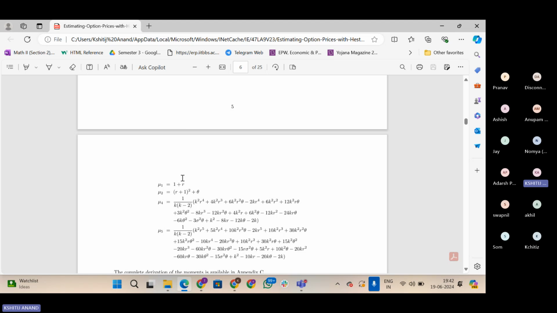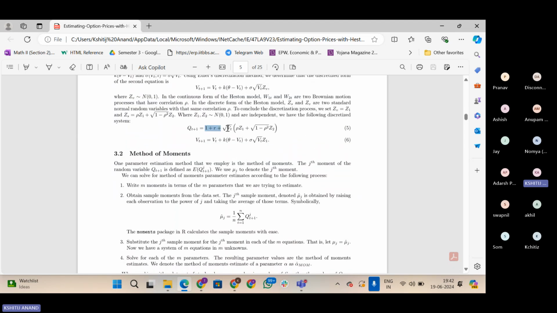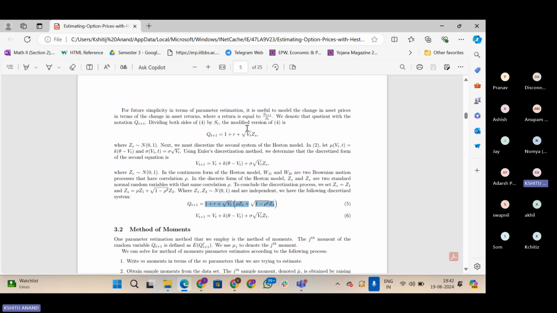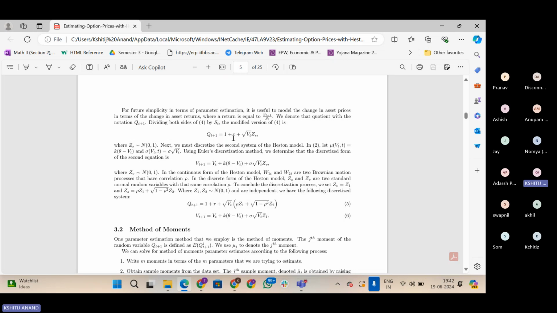Also, we are not using the numerical form here, but the expressional form of qt1, okay? So from here you can also calculate the moment. Let me show you how they are calculating the moment, okay?